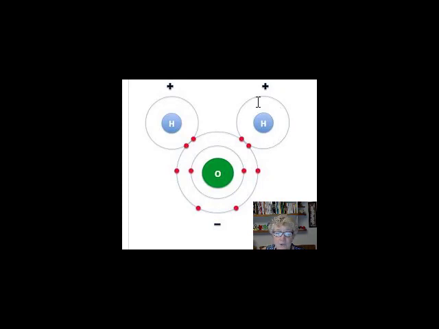And since the electrons don't spend as much time around the hydrogen atom, there's a positive charge around the hydrogen atom. We show that by putting a plus sign above the hydrogen atoms and a negative sign below the oxygen atom. Now, let's take a look at the way those charges can break up molecules.